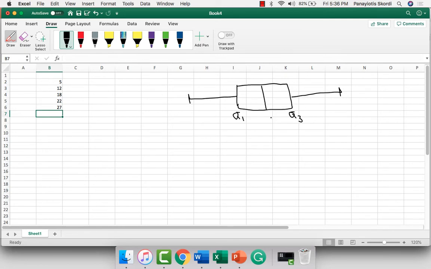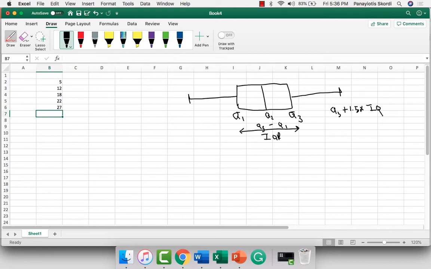Also we have this distance in here called the interquartile range, and it's going to be Q3 minus Q1. So Q3 minus Q1 is known as the interquartile range. And this value in here is just Q2, or the median. And then the upper limit is going to be Q3 plus 1.5 times the interquartile range.